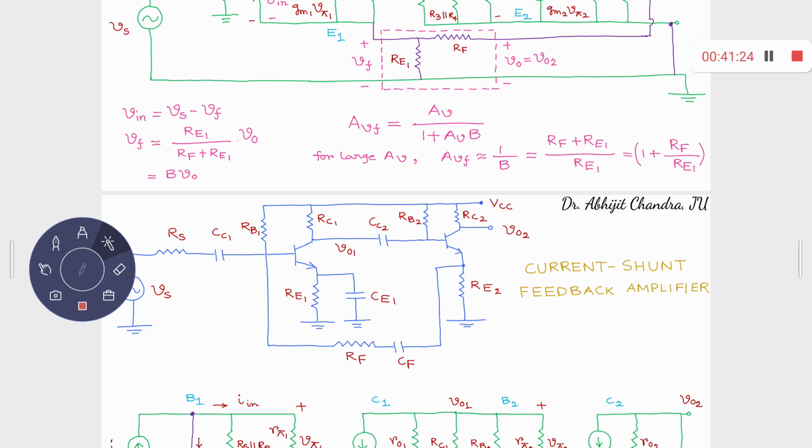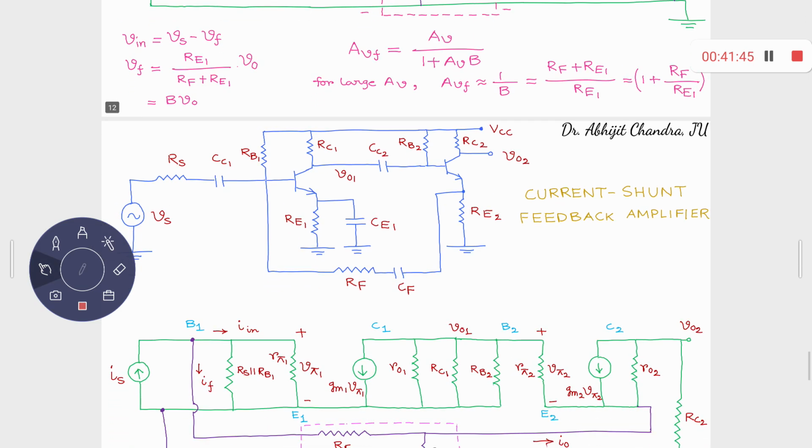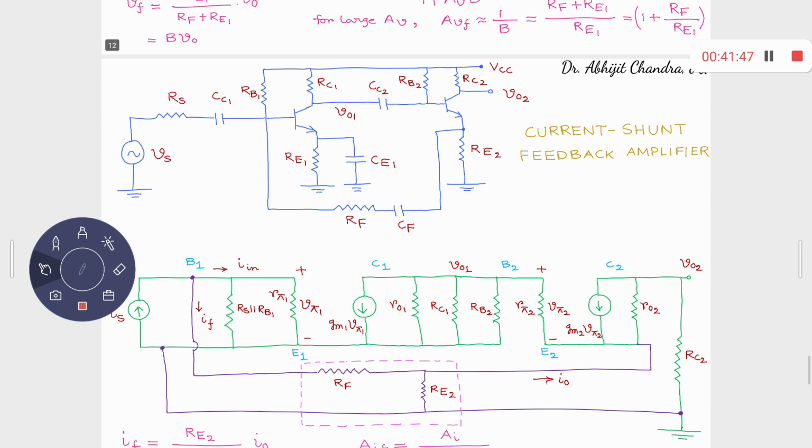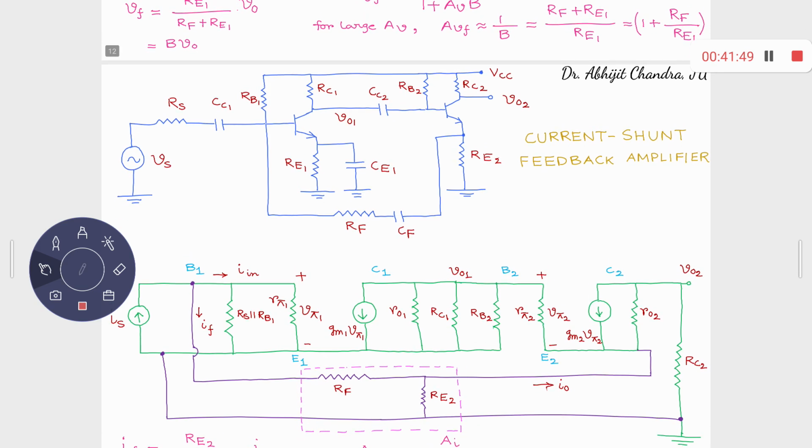So in this particular case, the biasing is relatively easy. We have used only RB1 and RB2. You can also go for this parallel combination, doesn't matter. You can also go for this voltage divider bias, doesn't matter. Right? Now let's move to the small signal model.